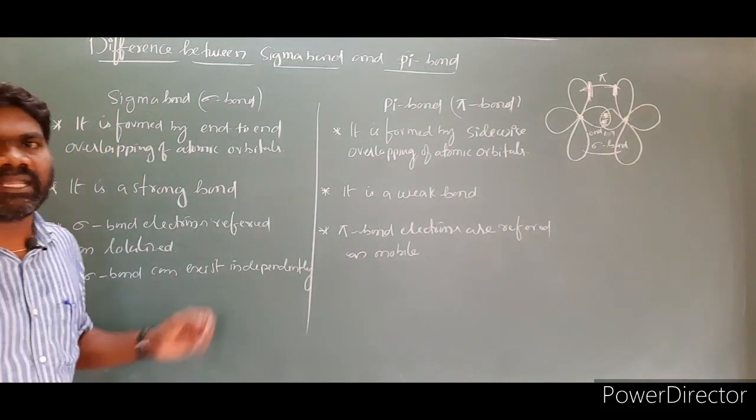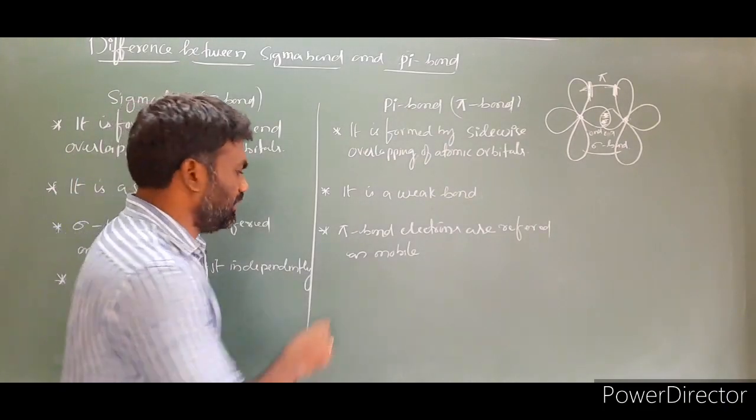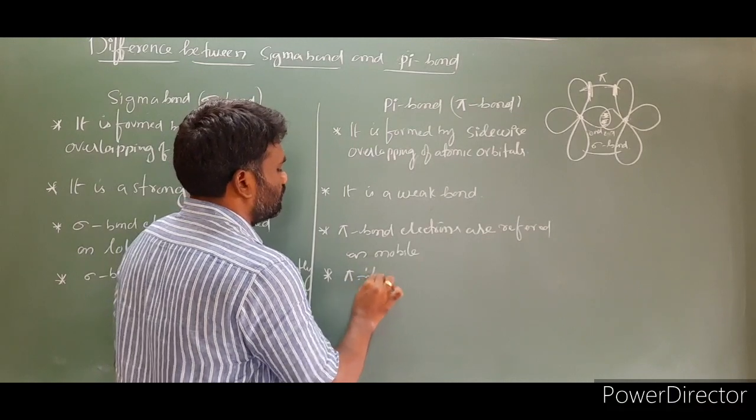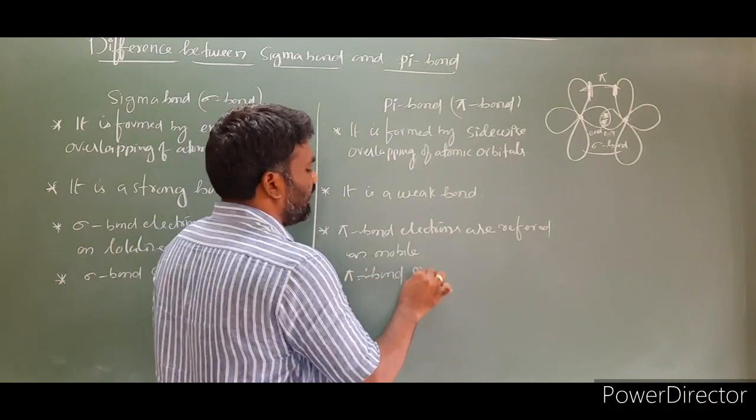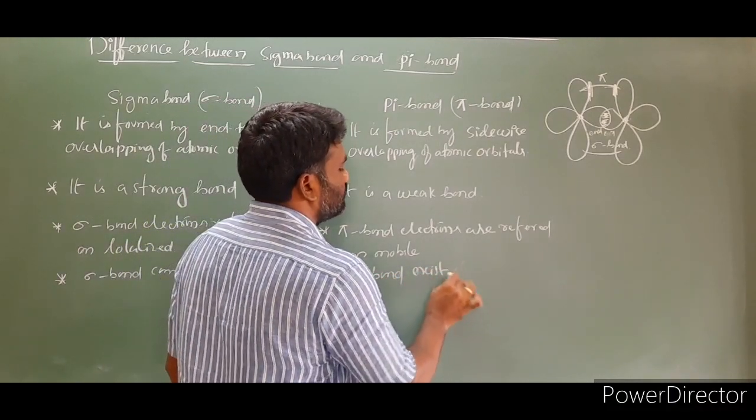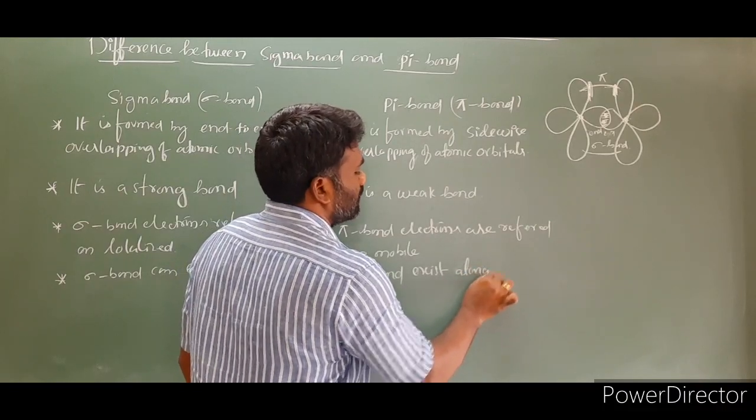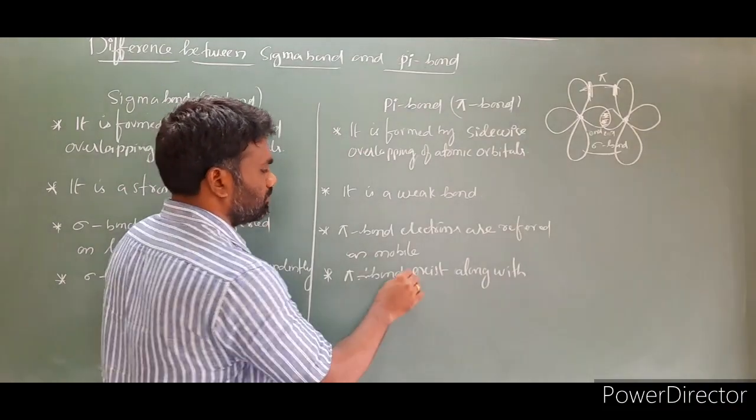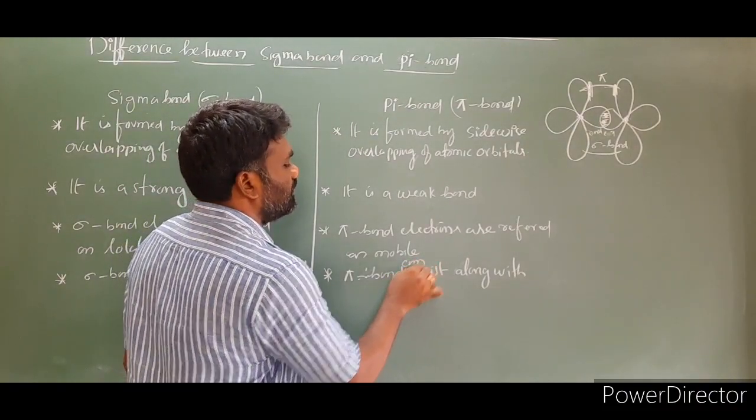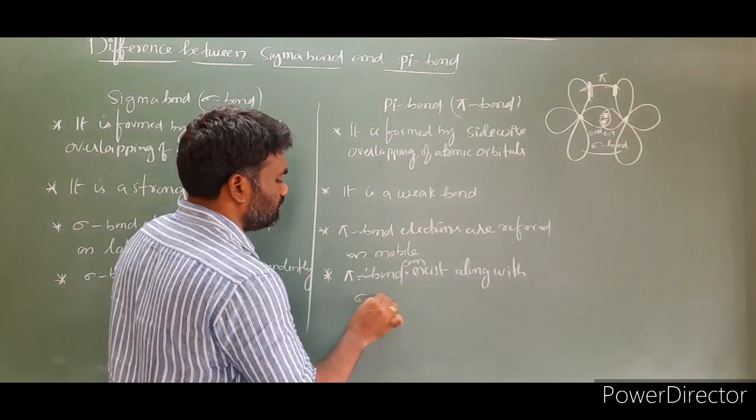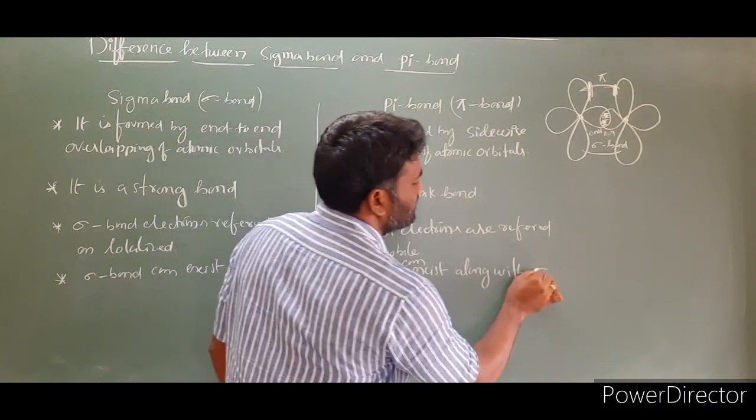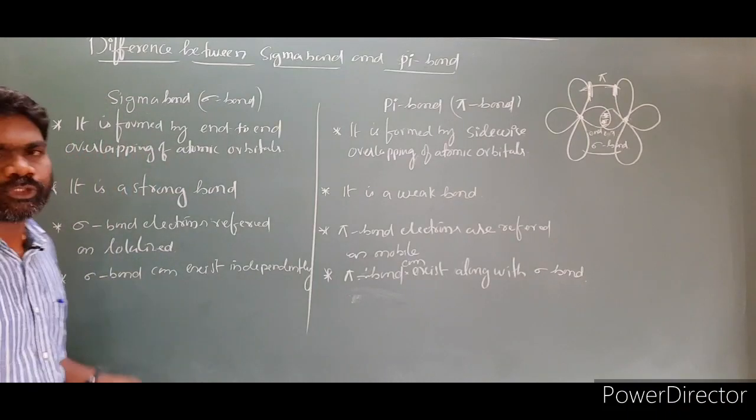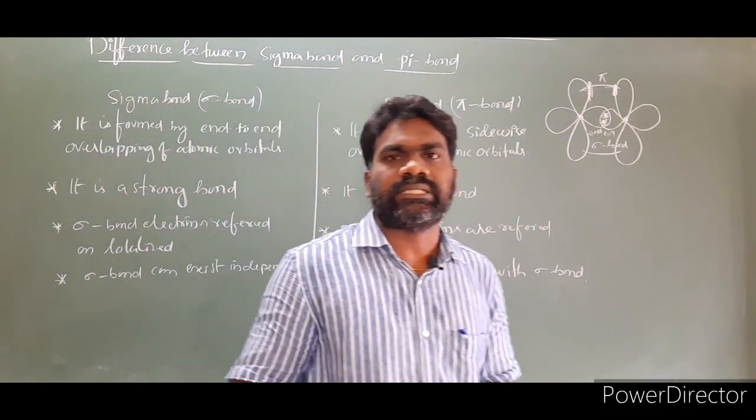Sigma bond can exist independently, and pi bond can exist along with sigma bond. So the meaning of this sentence is: the first bond formed between any two atoms is a sigma bond.